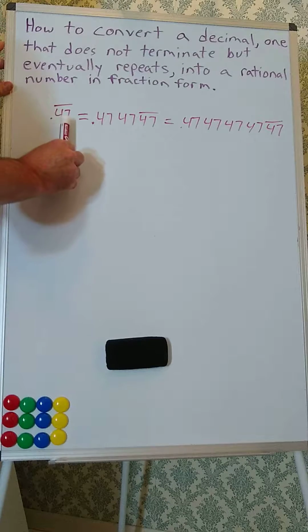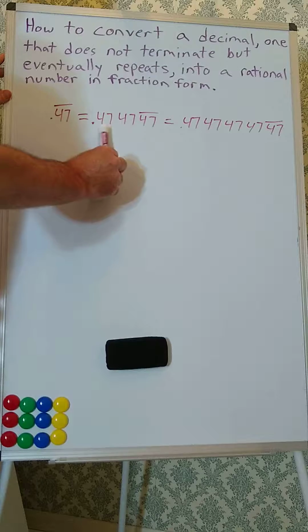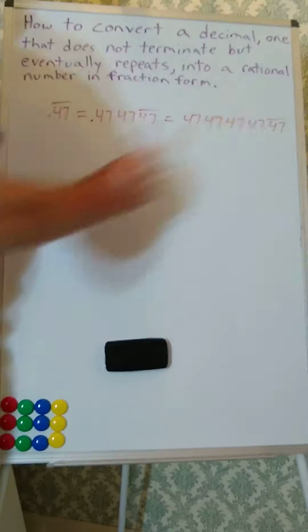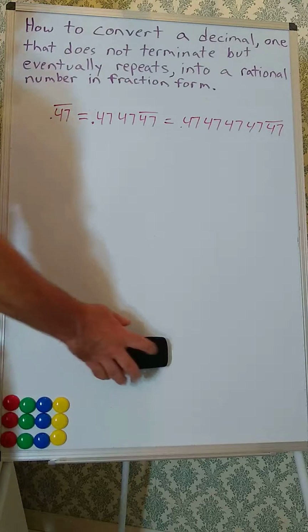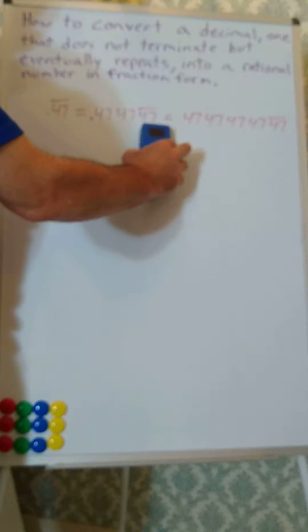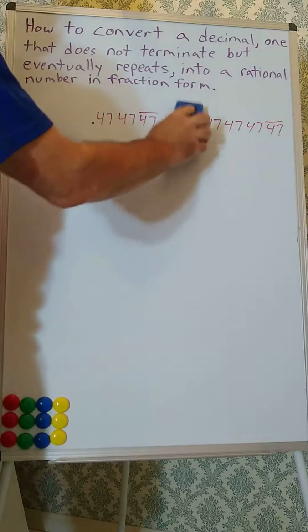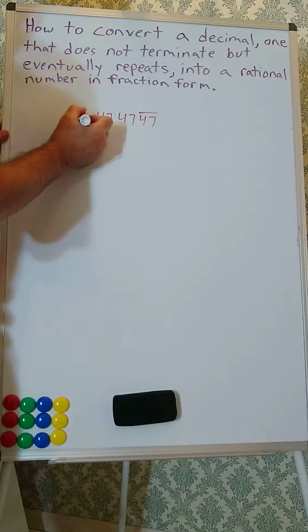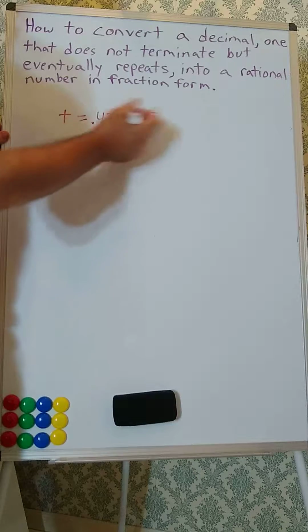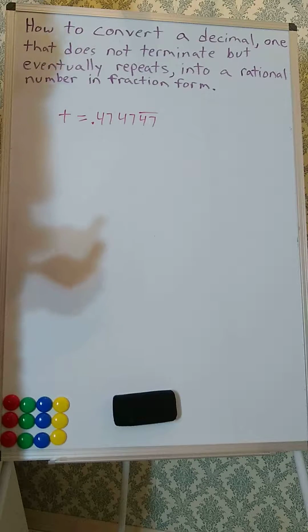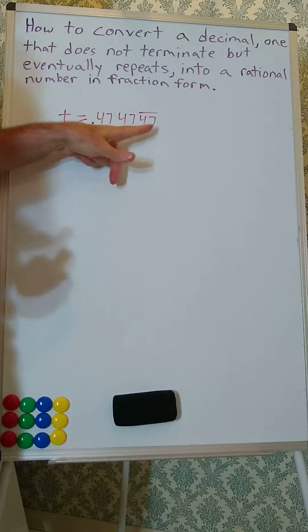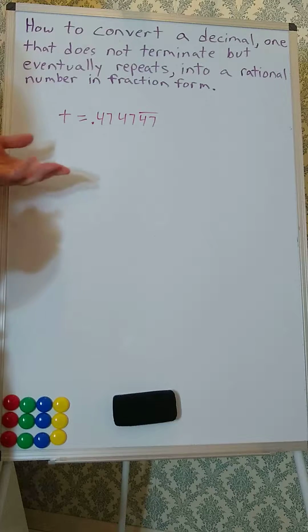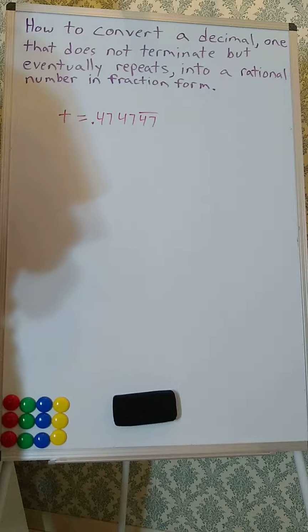Okay, so we see 0.47 repeating, so 0.47, 47, 47, 47, going on forever. And we want to change this into a rational number that's in fraction form, as we saw in the first video. I'm going to use this equivalent form of the number. First I'm going to assign a variable to this decimal number, and the idea here is to create a situation in order to eliminate the repeating part. And then from there we can show that it's a rational number in fraction form.